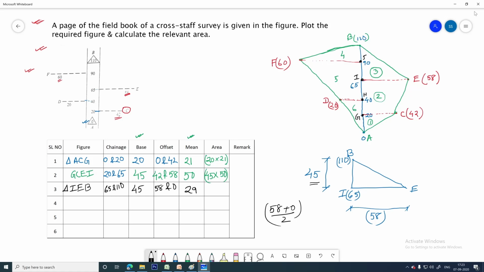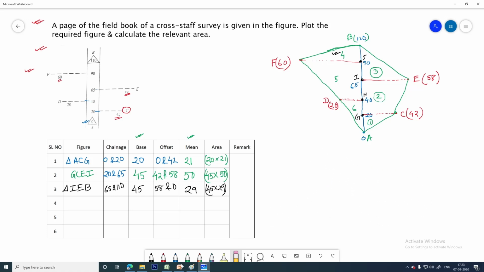So everything is correct. Now what will be the value? If you multiply this base and mean, you can determine the area. So 45 into 29. Now coming to the next portion, number 4. Okay, so let us remove this. So the triangle will be something like this.